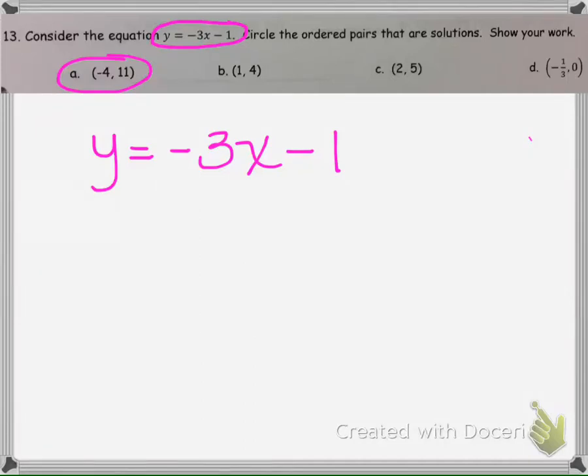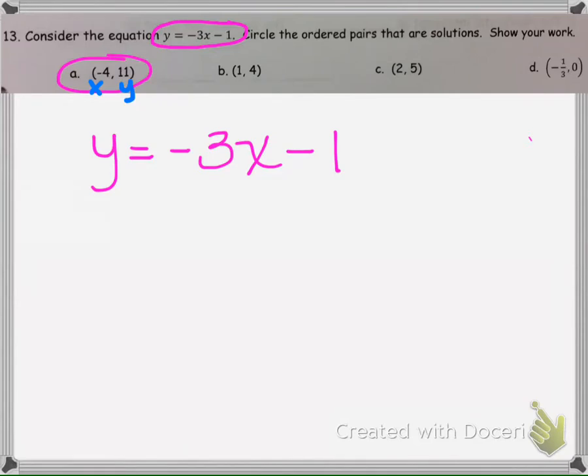This problem says to consider the equation y equals negative 3x minus 1. Circle the ordered pairs that are solutions. So remember, for an ordered pair to be the solution, this x and this y, when substituted into the equation, should make both sides balance, should make both sides equal. So let's go ahead and do that.